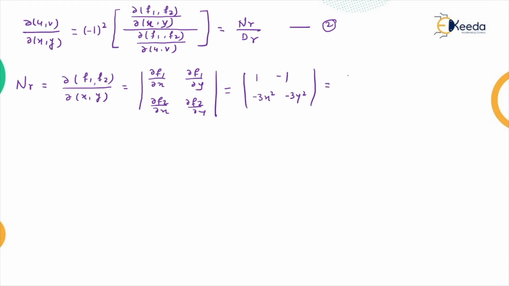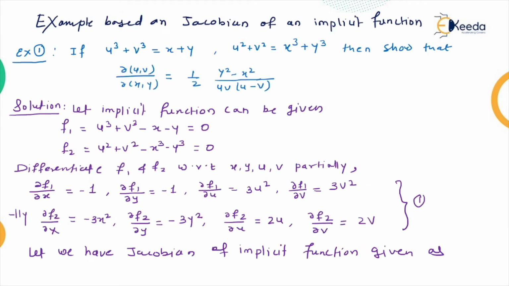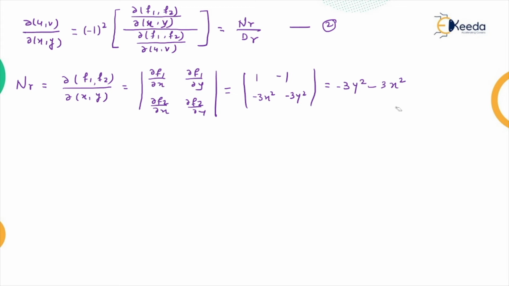After simplifying this, that is 3y square minus 3y square, this minus and minus there will be plus, and this minus is again 3x square. If you simplify this, there is a plus and minus here. So after taking cross multiplication, that is minus 3y square minus 3x square, this is the value for that Jacobian.